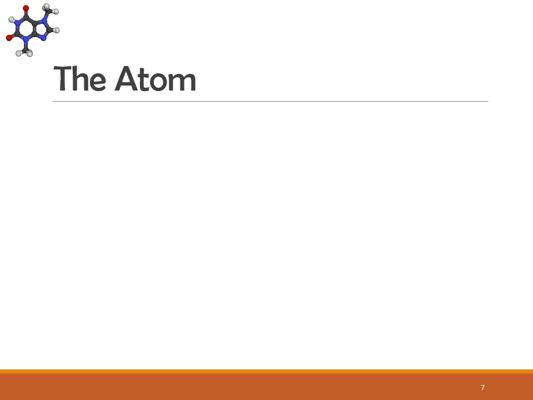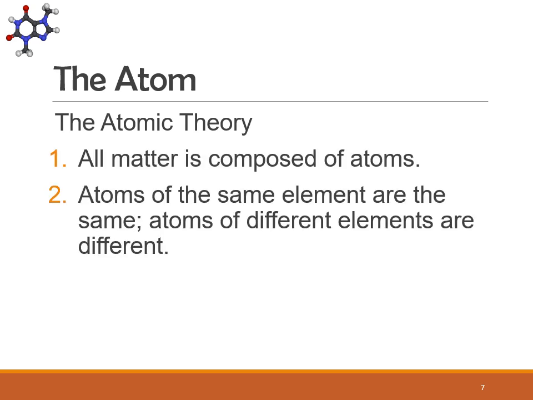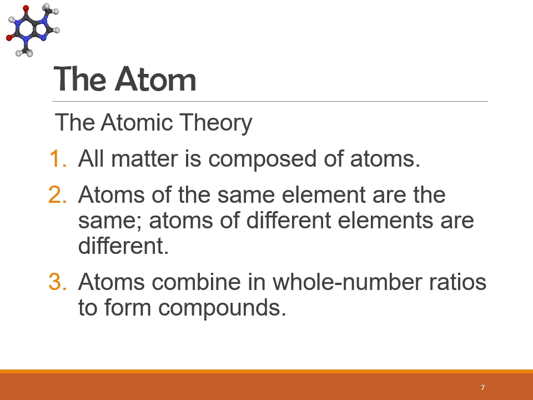The English scientist John Dalton was the first to propose a definition for the atom. His atomic theory is still the widely accepted description of the atom to this day. The atomic theory states that all matter is composed of atoms. Atoms of the same element are the same. Atoms of different elements are different. Atoms combine in whole number ratios to form compounds.